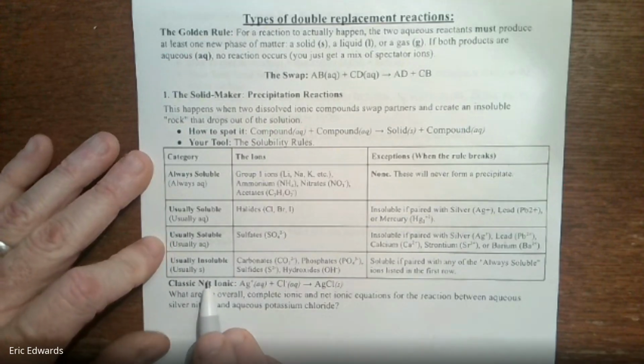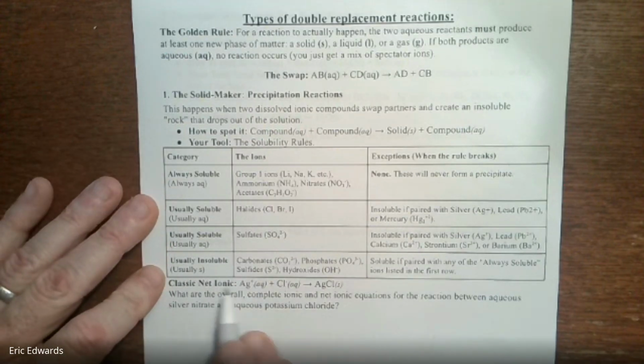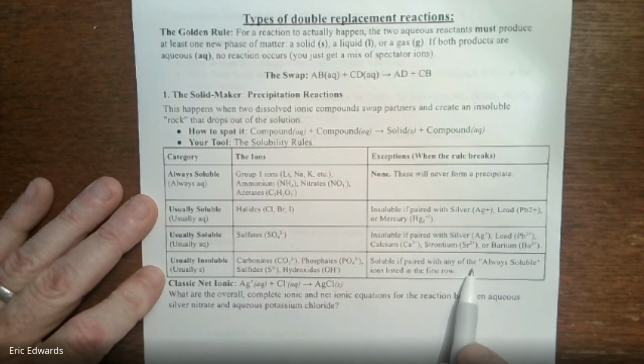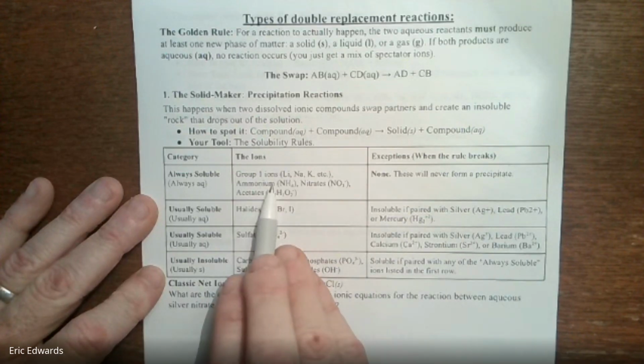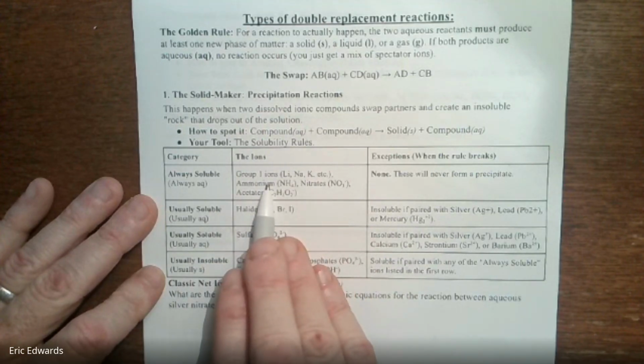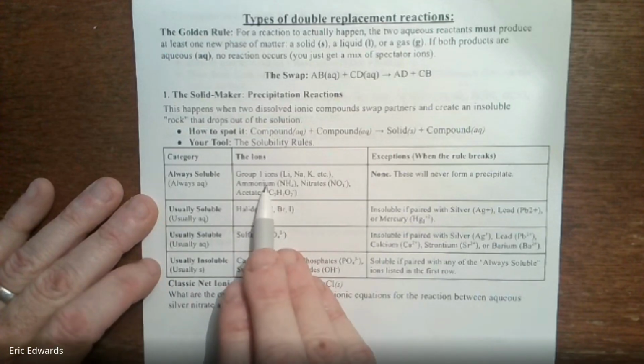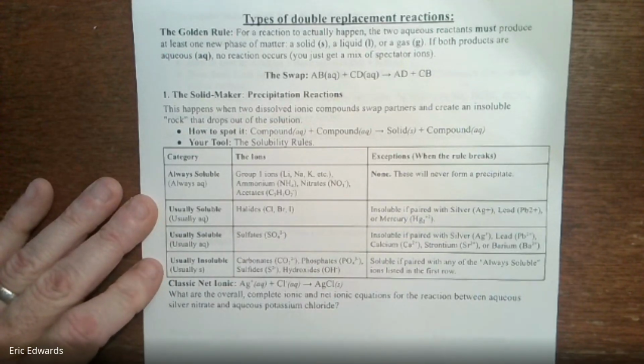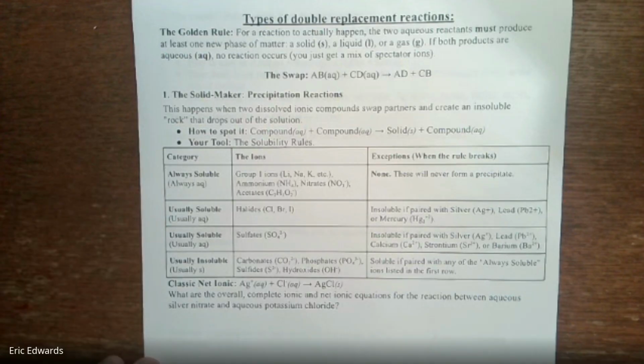And then almost always insoluble are going to be your carbonates, your phosphates, your sulfides, and your hydroxides. And the only time they become soluble is if they are paired with certain things. These override everything. So the group 1 ions will make it so everything's soluble. Okay? So with that said, let's get some examples here.